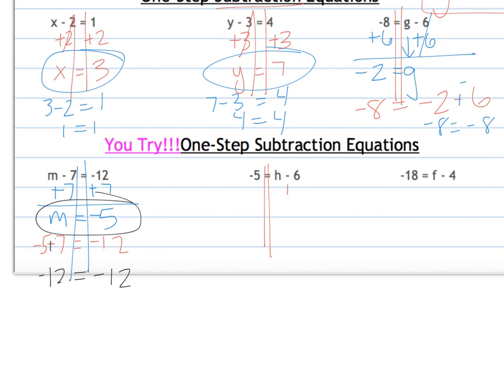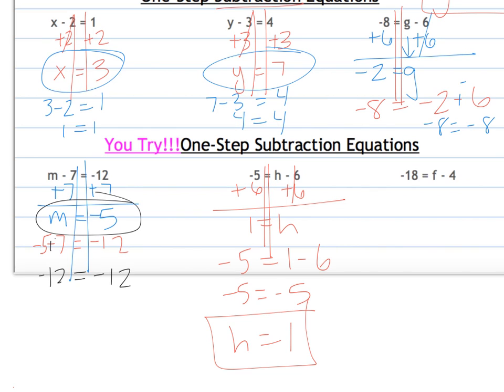Train tracks. Inverse. Notice the steps stay the same. Check your solution. And rewrite your solution with your variable first. Last one, train tracks. Inverse. Check your solution.